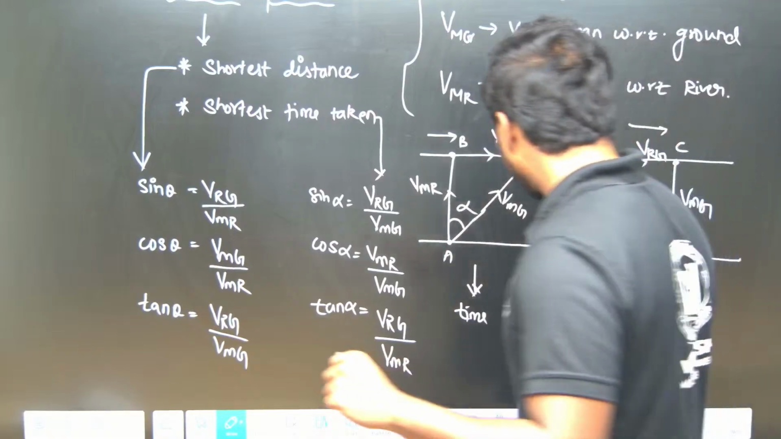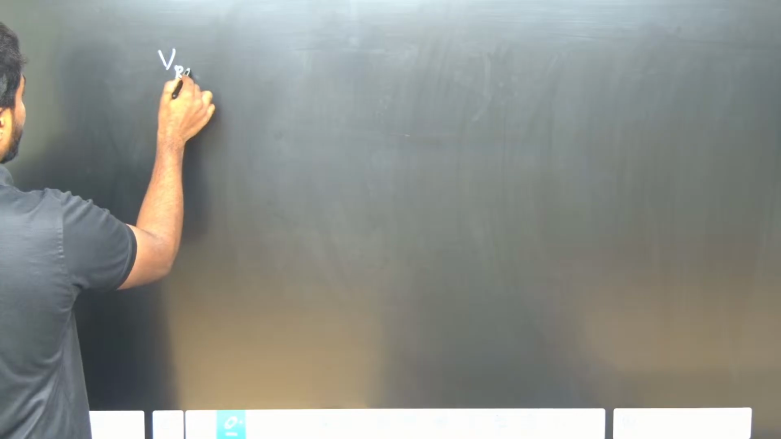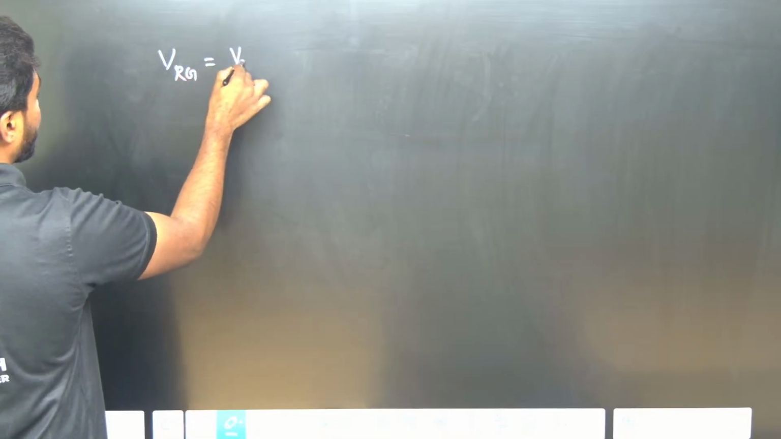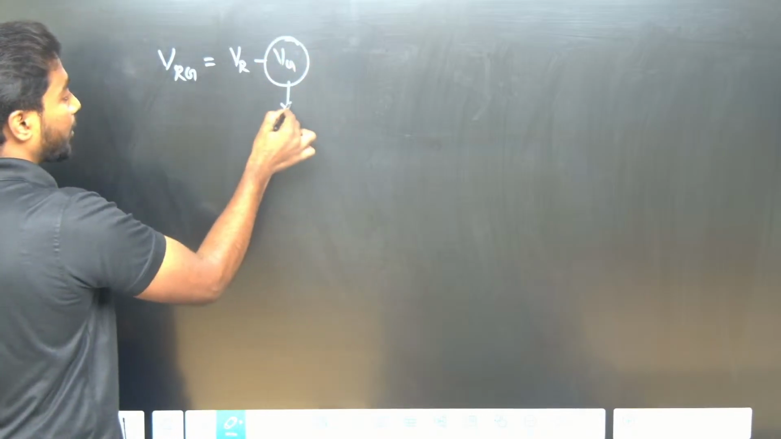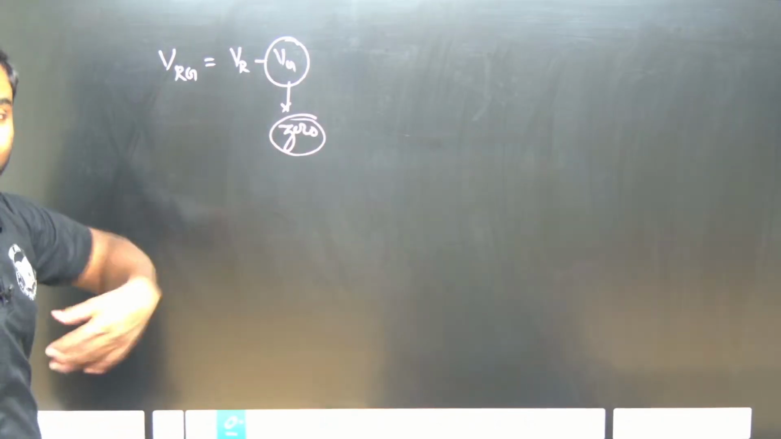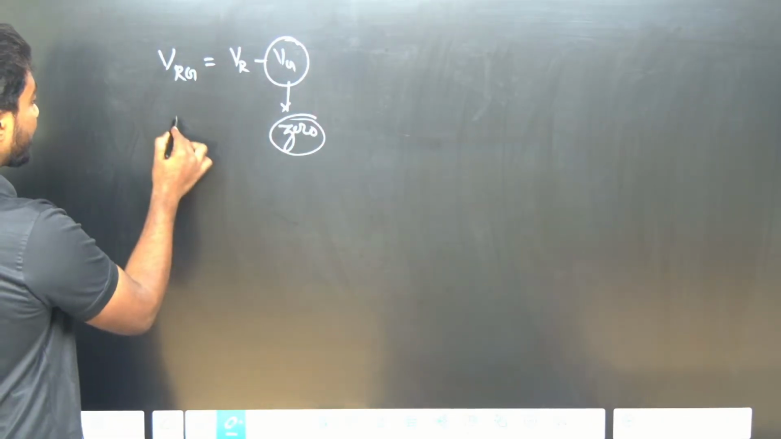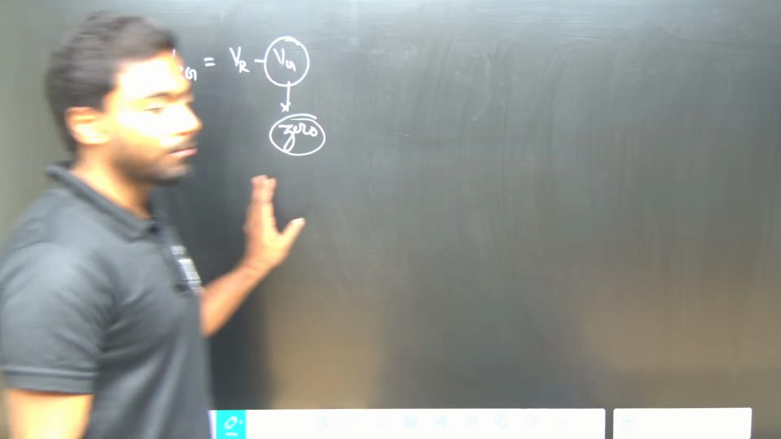One more thing, I can write like this also. Velocity of a river with respect to ground is nothing but velocity of a river minus velocity of a ground. What is velocity of a ground? It is 0, right now it is 0. Ground is not moving. So I can say that it is velocity of a river also.